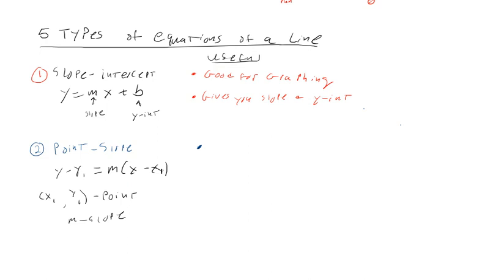Point slope is very useful when you want to write equations. It's good for writing an equation given a point and a slope. If you're told a location on the graph and you're told the slope of the graph, you can write this equation exactly, directly, right? Good for that.